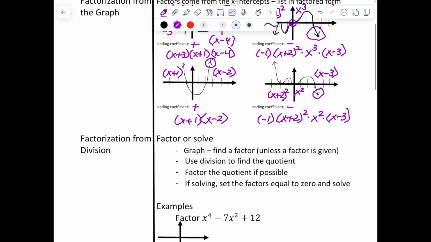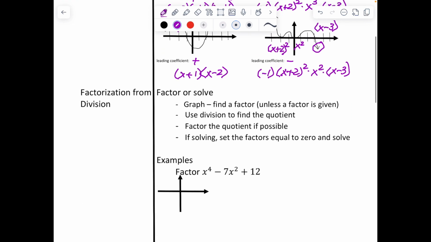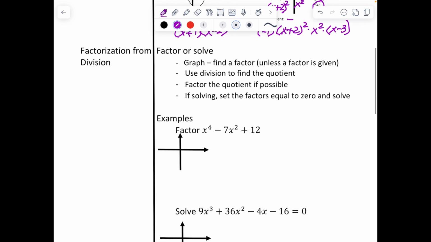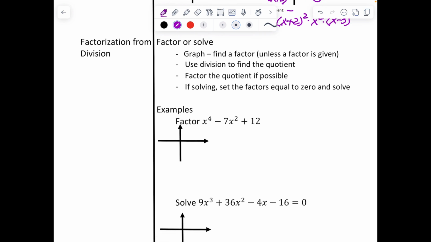Now, what we're going to do is look at how we can factor or solve using division as part of the process. So next, the steps we're going to use: first of all, you're going to graph it. And from the graph, you're going to find a factor from where it crosses at a nice, neat number, an integer somewhere. Unless a factor is given, it might be that they'll start off by saying x plus 2 is a factor, and then we'll use that. But otherwise, we're going to look to the graph first, then use division to find the quotient, factor the quotient if possible, and then if solving, set the factors equal to 0 and solve.